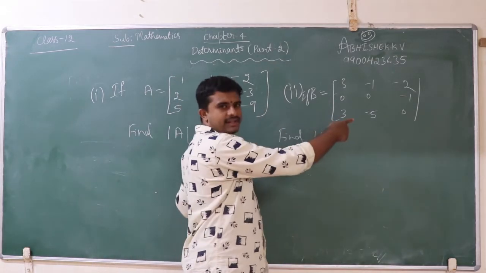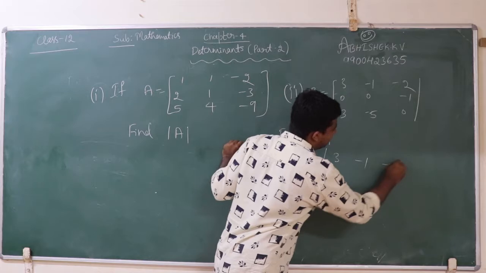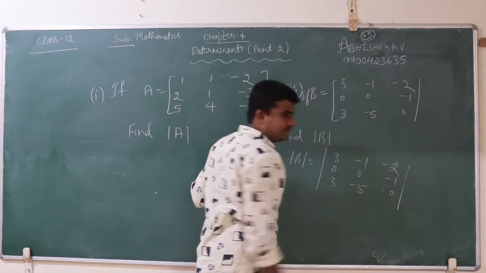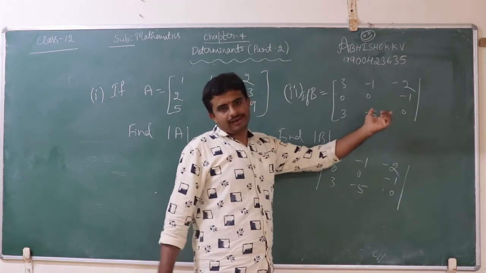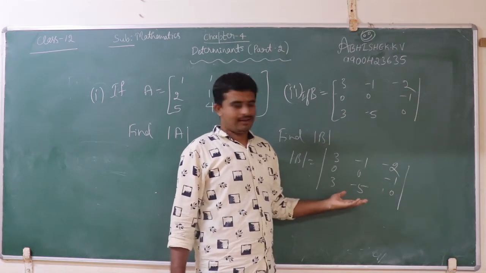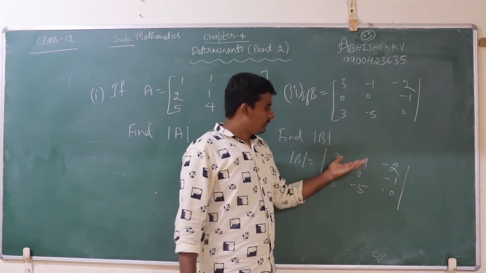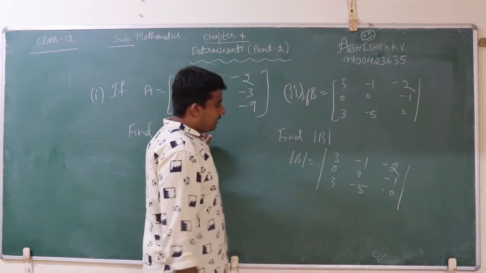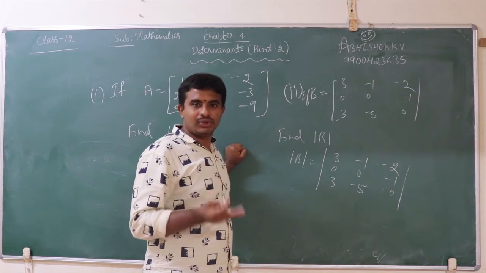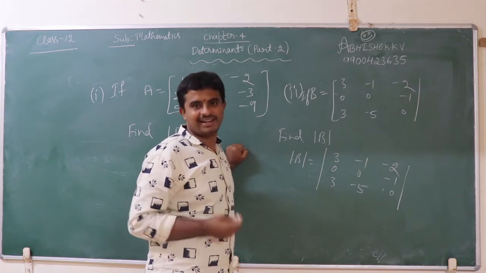See, here they have given the matrix. The determinant of B is given by the determinant of [3, -1, -2; 0, 0, -1; 3, -5, 0]. This is a matrix of order 3 by 3. We already know how to find the determinant for this kind of matrix. We discussed the procedure to find the determinant for 3 cross 3. I already told you, for easier calculation, we need to consider the row or column which contains the maximum number of zeros.